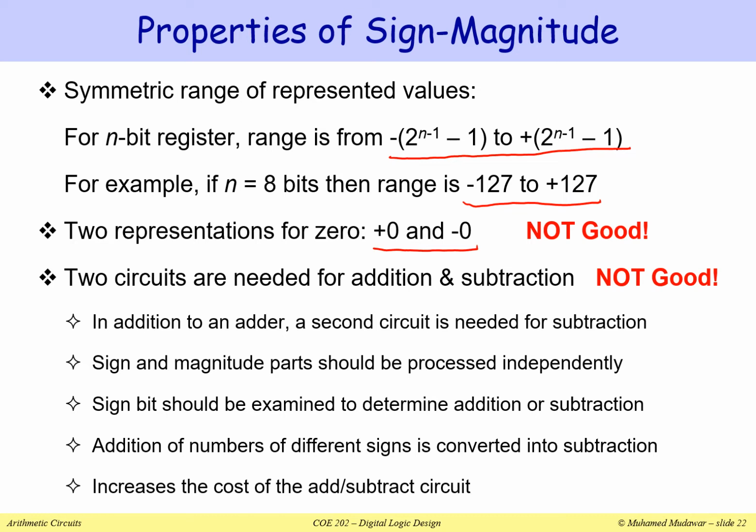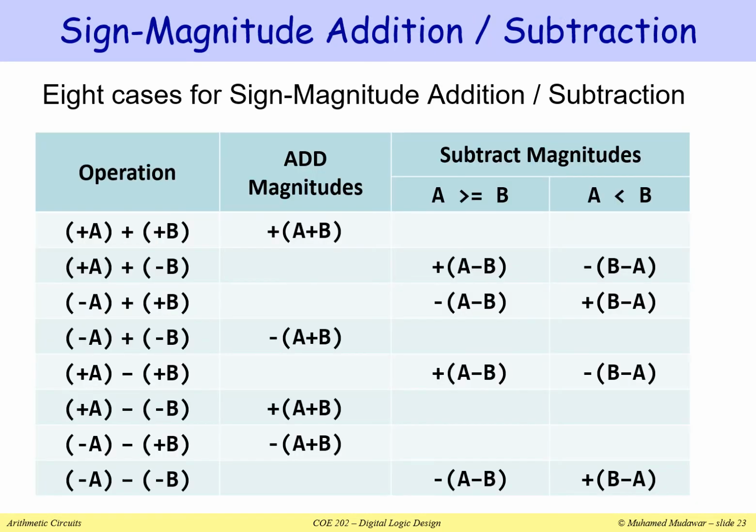Another problem is that it complicates the implementation of the addition and subtraction circuit. So we need two circuits. We need one circuit for addition and another circuit for subtraction. I have to examine the sign bit before deciding whether to do addition or subtraction. And this adds a cost and complicates the implementation of the circuit. So let me talk about this point specifically in the next slide.